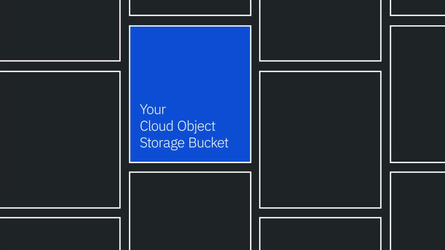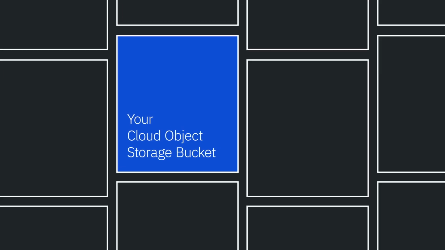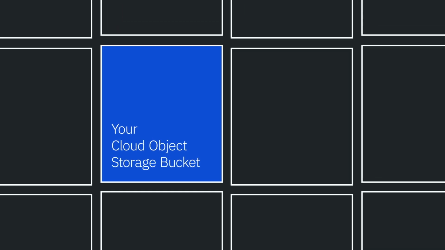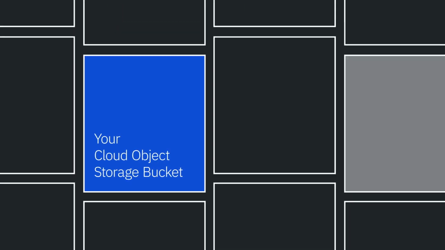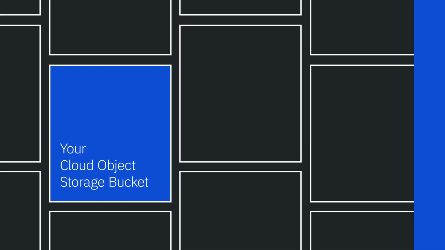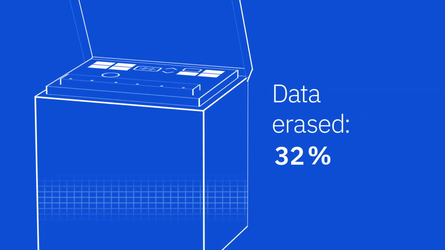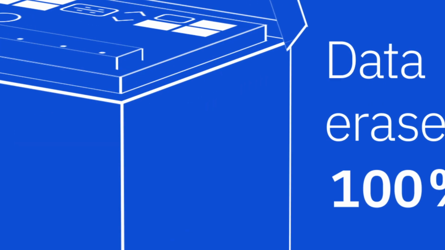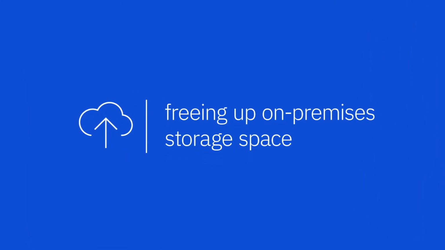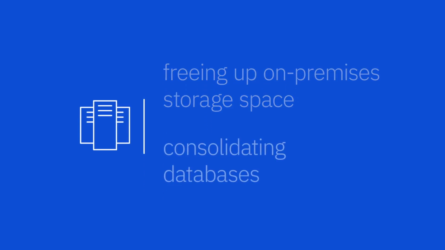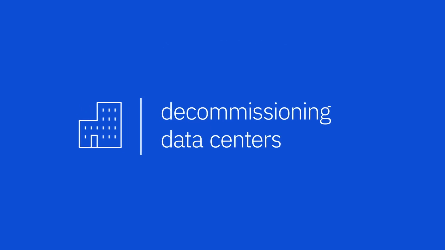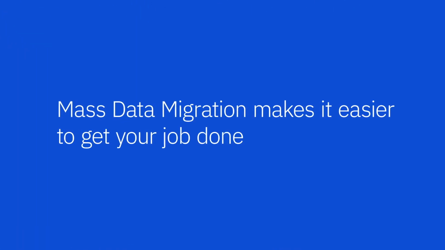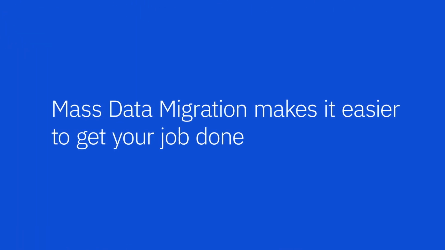When received, every bit of the data is immediately offloaded into your cloud object storage bucket where it's easily accessible, and if you'd like, you can freely move it to a new application in the IBM Cloud. After everything is transferred, the device is securely wiped of any trace of data you had inside. Whether it's freeing up on-prem storage space, consolidating databases, or decommissioning data centers, mass data migration makes it easier to get your job done at a low cost.